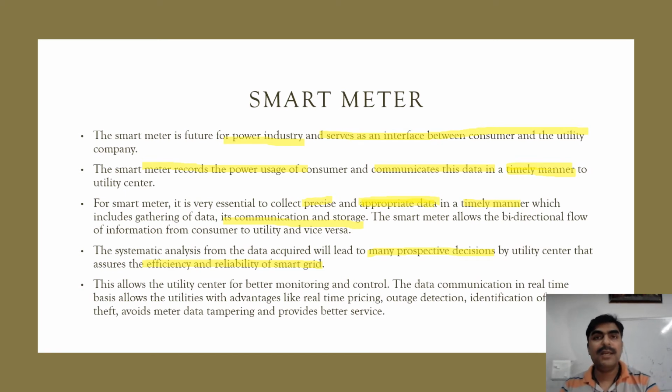And if consumers are taking decisions, or they are shifting their load to the low load period or low demand period, then obviously they are reducing their bills also. So this allows the utility center better monitoring and control. Data communication on a real time basis allows the utility advantages like real time pricing, because the data is transmitted on a real time basis. So real time pricing can be implemented. Then identification of power thefts, avoiding meter data tampering, and obviously service quality is being improved with the help of these smart meters.